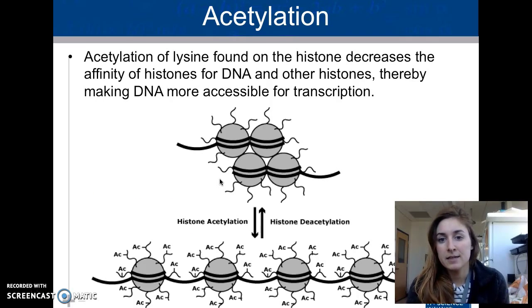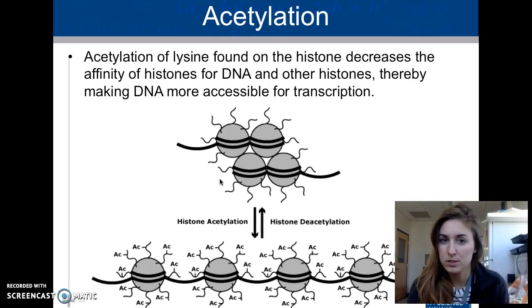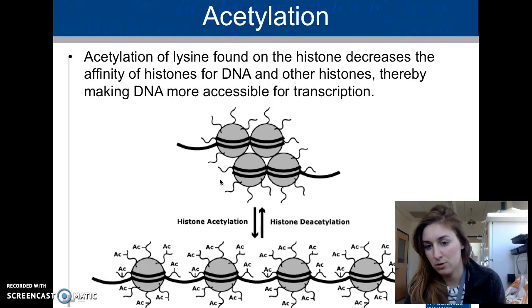Acetylation of lysine, which is found in the histones, decreases the affinity of histones for DNA and other histones, therefore making the DNA more accessible for transcription. Remember that histones are the proteins that DNA winds around as it's getting compact, and if it doesn't wind up, it is accessible for transcription. So acetylation will make a gene more likely to be transcribed than it normally would, leading to the protein being made, therefore impacting the phenotype.